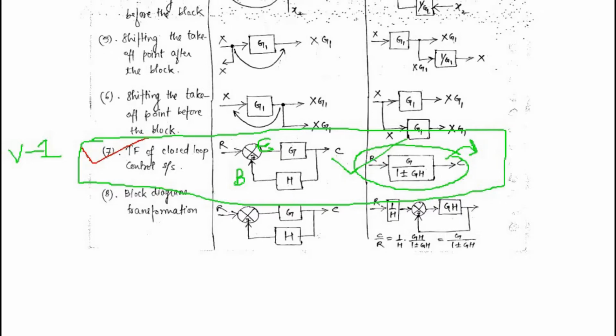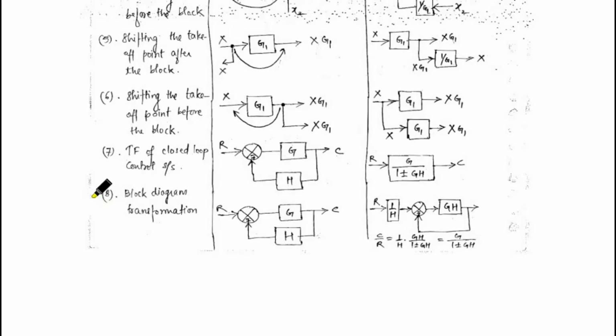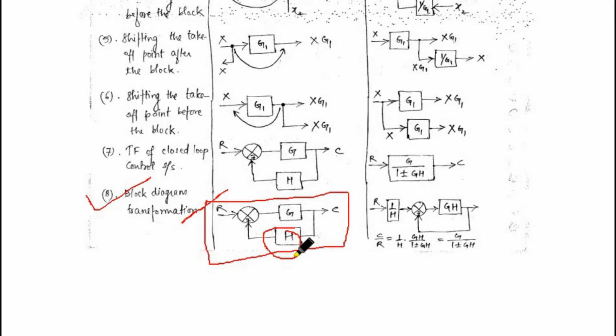Next point, block diagram transformation. Suppose this is a closed loop system. This has H feedback, and I want to convert this into a unity feedback system. Then what I have to do is take out this feedback gain, invert that gain, and multiply with the input point, so R into H of S. These are simple points only. Just go through this lecture, and definitely you will understand it.